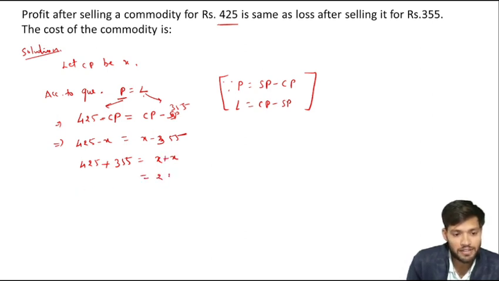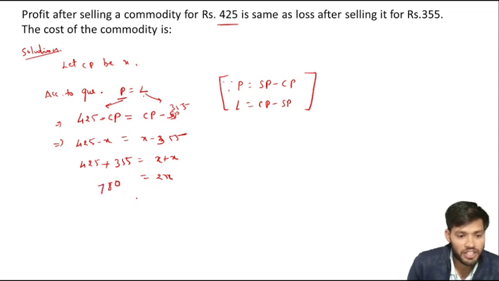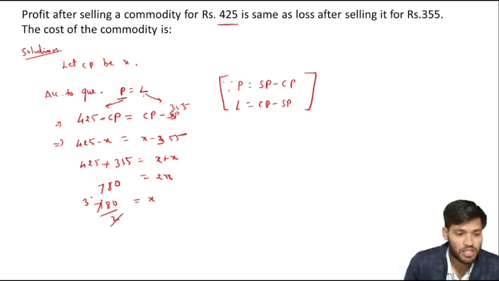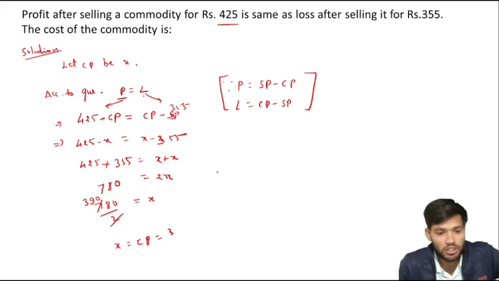So 2X is equal to 780. Then X is equal to 780 by 2. 2 ones are 2, 2 threes are 6, 2 nines are 18 and 0. That means X, or CP, is equal to 390.